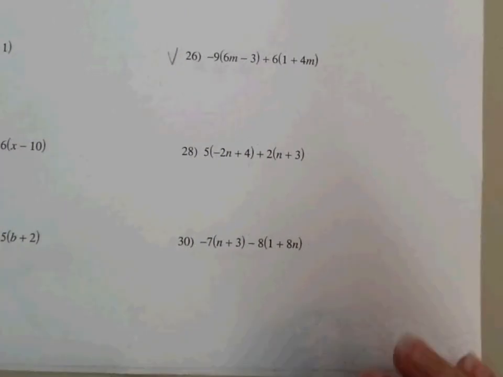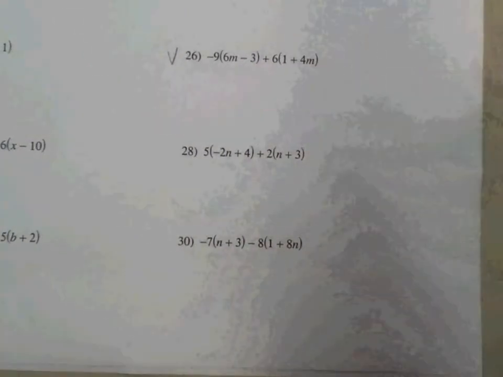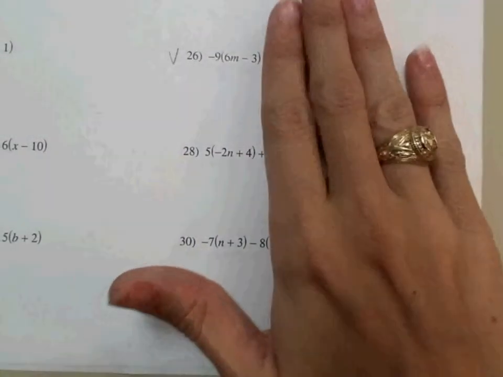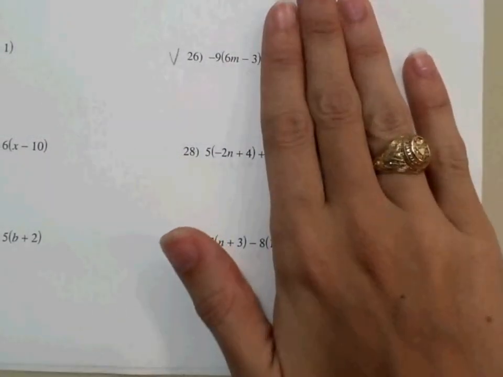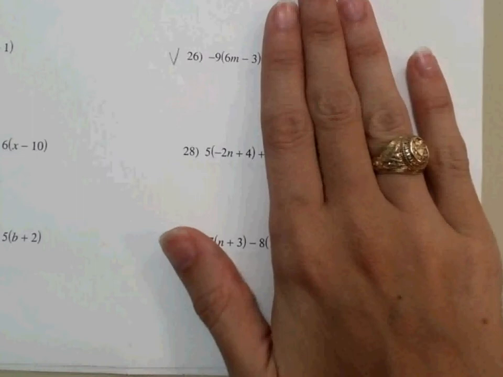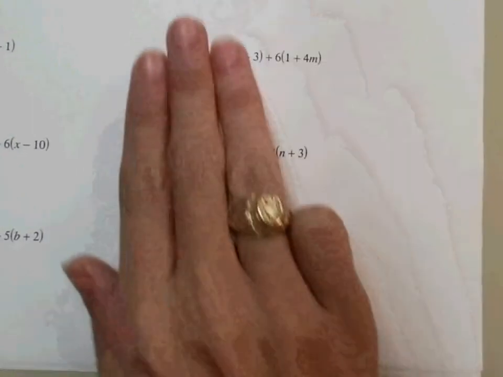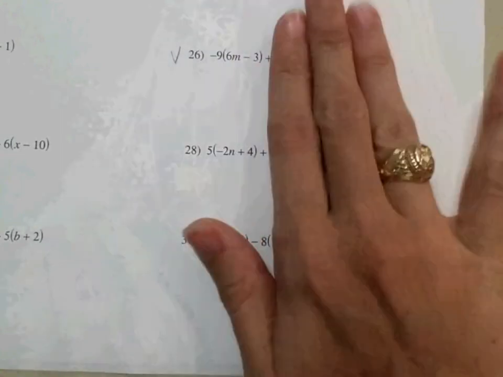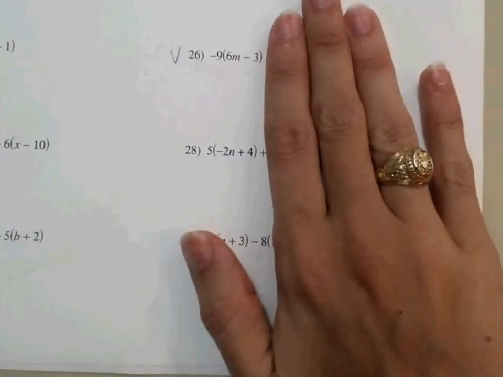The last one I'm going to do with you is number 26. This one's a little bit longer, but we're just going to take it step by step. The first thing I want to do is talk about ways I see that I can simplify this. I see right here that I can do hippity-hoppity distributive property, get rid of those parentheses. And if I cover this side up, I see I can do that over here as well. So I'm going to do the left side first.